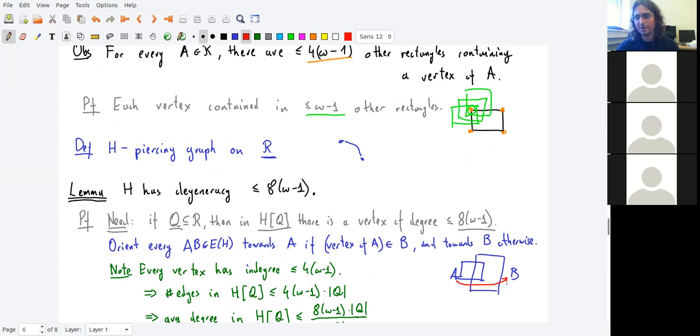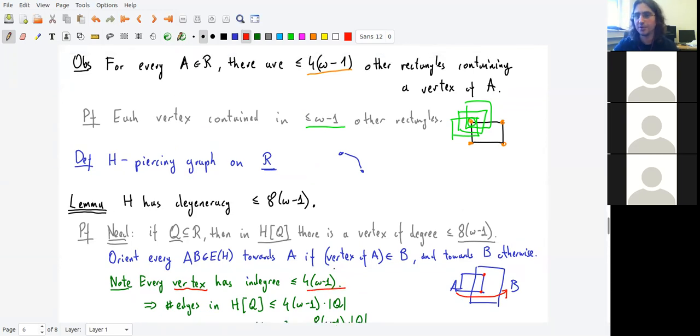Let me orient this edge from A to B if the vertex of A is contained in B. Well, if they are piercing in both ways, let me orient this edge in any way. So this means that every vertex, so rectangle in our piercing graph, has in-degree at most 4 omega minus 1. This is exactly this observation that we have just made.